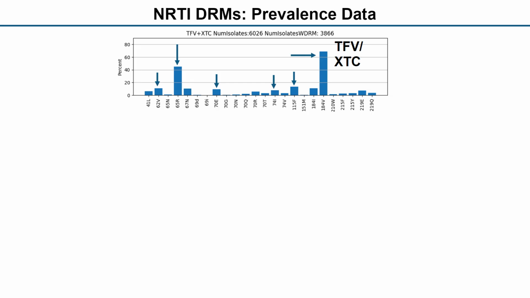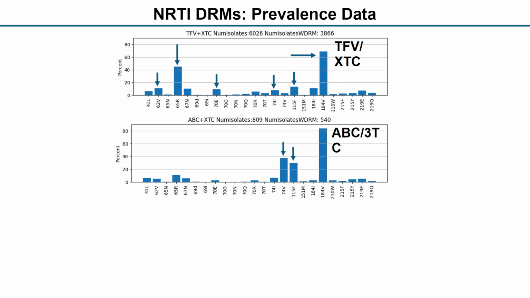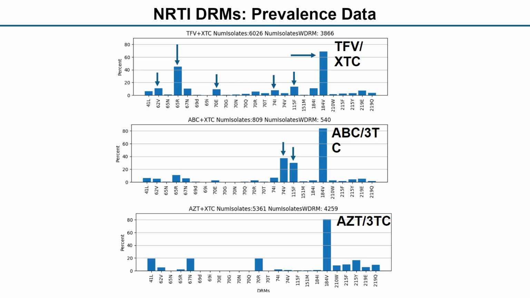incomplete treatment histories. For abacavir plus 3TC, the pattern is broadly similar to tenofovir plus XTC, but with some key differences. L74F and Y115F occur more frequently, whereas K65R is less common. For AZT plus 3TC, the most frequently selected mutations are the TAMs. Finally, the multi-drug resistance mutations, insertions at position 69 and Q151M, are very rare in these data sets and are seen mainly in individuals previously treated with older NRTI regimens.